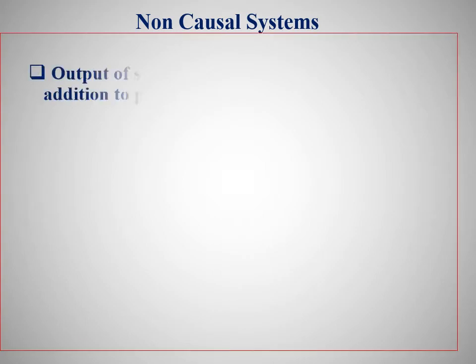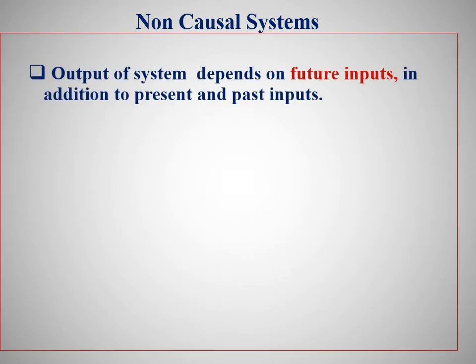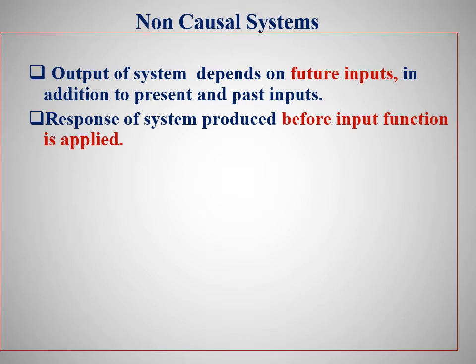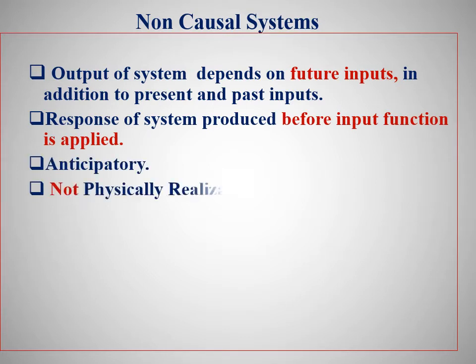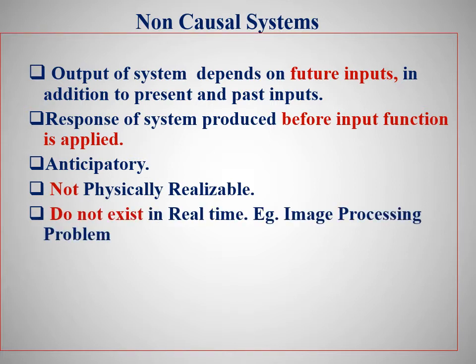What is a non-causal system? The output of the system depends on future inputs. The response of the system is produced before the input function is applied. It is anticipatory in nature. It is not physically realizable and they do not exist generally in real time.